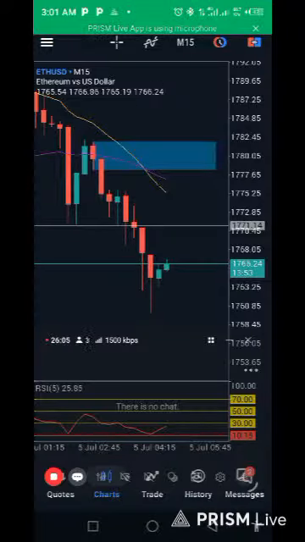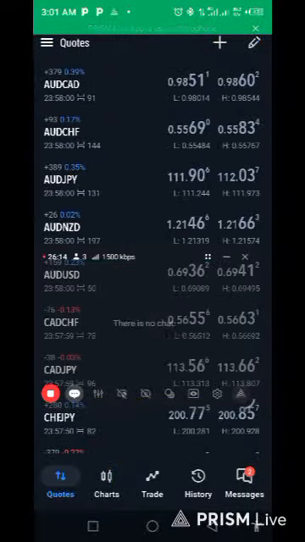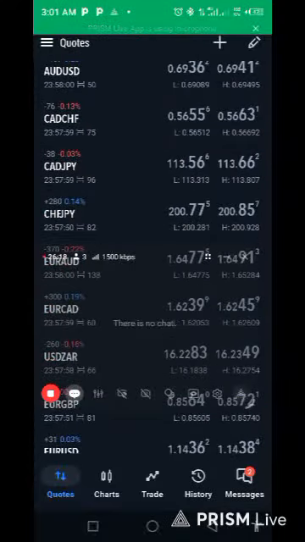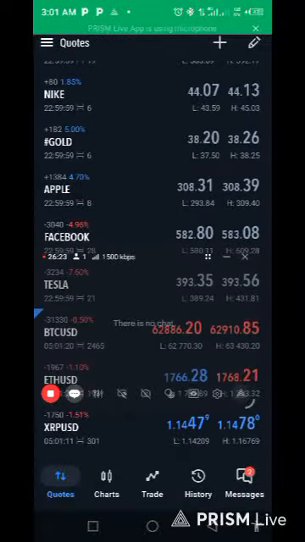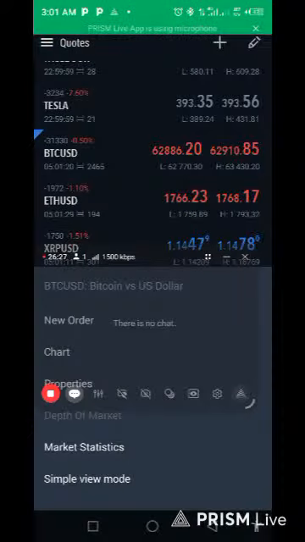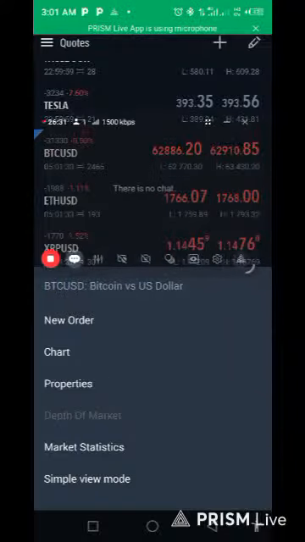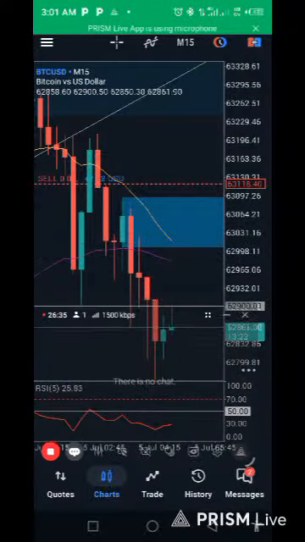So let's go back to Bitcoin and show you that Bitcoin and Ethereum have the same pattern of movement. If Bitcoin is going down, Ethereum will be going down. So understanding the market, you have to be very observant to understand the market perfectly well.